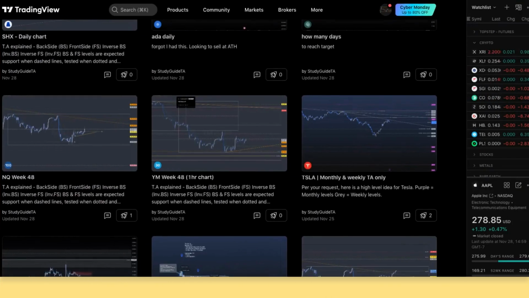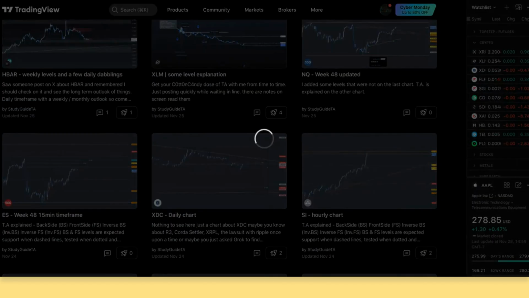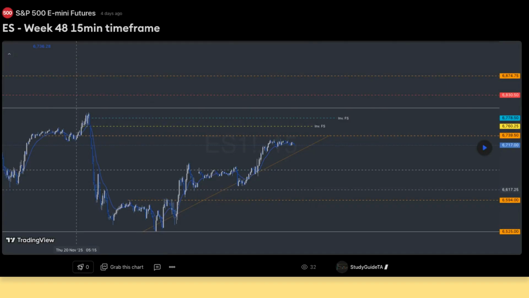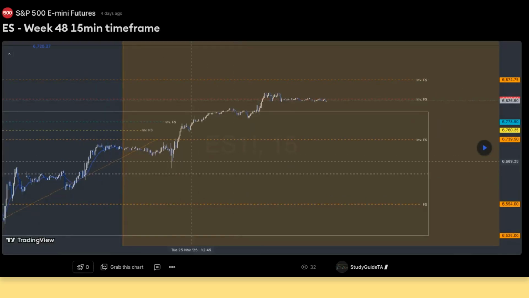All right, so we're looking now at the S&P 500 ES. This is a 15-minute time frame. So we see once the chart was published, I could have easily marked this level here, which was a 15-minute backside level, the top of this distribution candle that was created November 21st at 12:45.